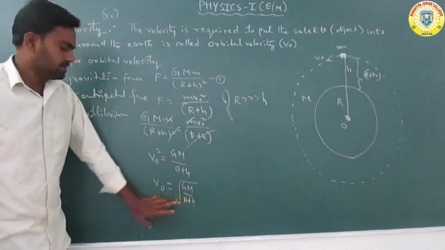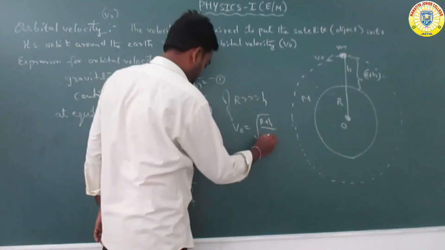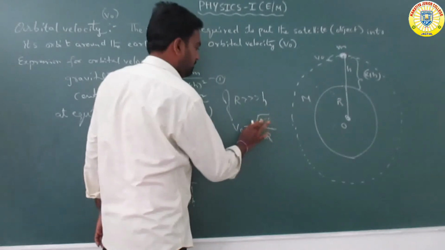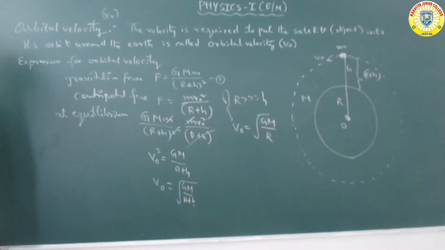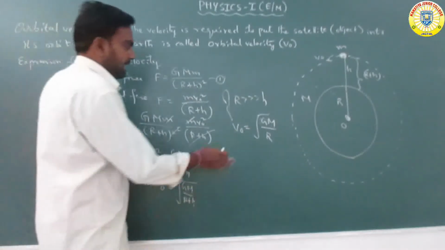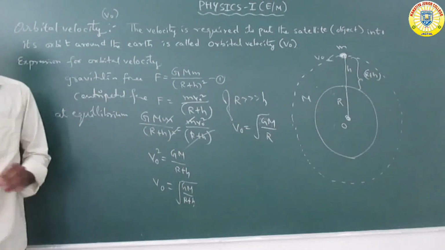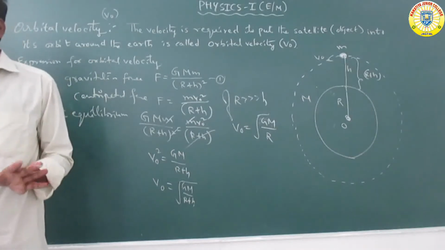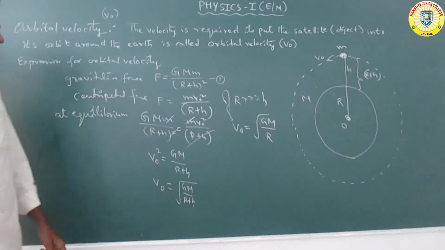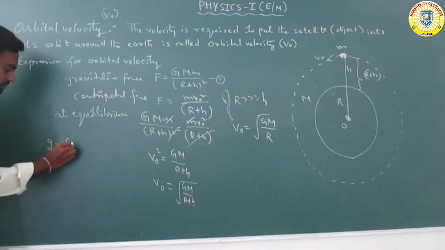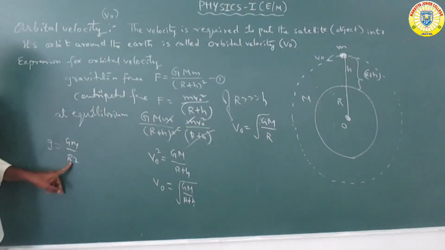h is neglected. So here v naught is equal to the square root of G M by R. Here G is capital, M is capital, R is capital: G is the gravitational constant, M is the mass, R is the radius. So that equation is converted into small g. Small g is equal to G M by R square.